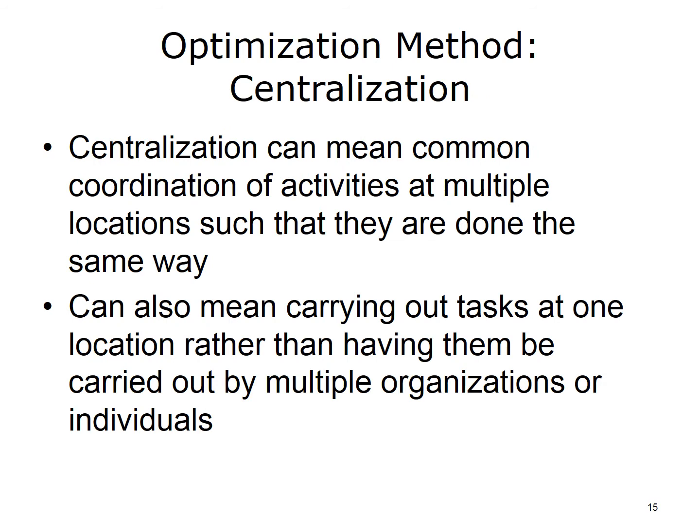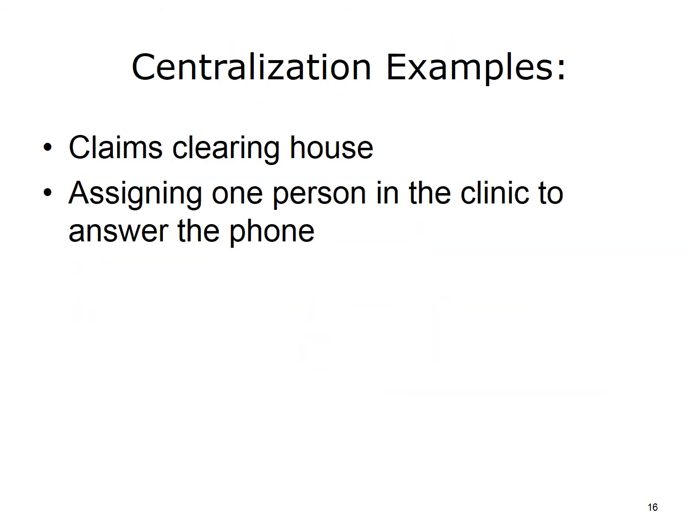Centralization can mean common coordination of activities at multiple locations, such that they are done the same way. It can also mean carrying out tasks at one location rather than having them be carried out by multiple organizations or individuals. Using a claims clearinghouse is often more efficient for a practice than the practice submitting claims to multiple insurance companies. Assigning one person in the clinic to answer the phone or one person to handle prescription refill requests are also examples of centralization that may increase efficiency.